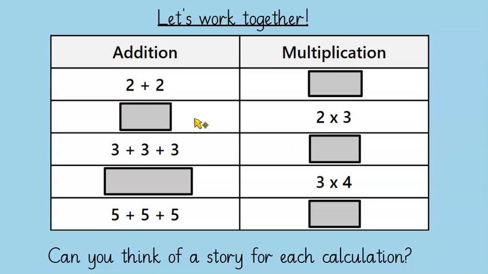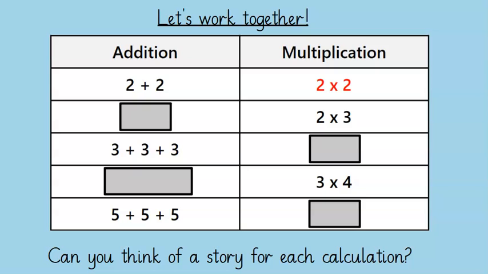So, if I have 2 times, I've got 1, 2, I've got it 2 times, what would my multiplication calculation be? Shout at the screen, what would it be? It would be 2 times 2, that's right, because there's 2 in each group, and I've got it 2 times. 2 times 2.